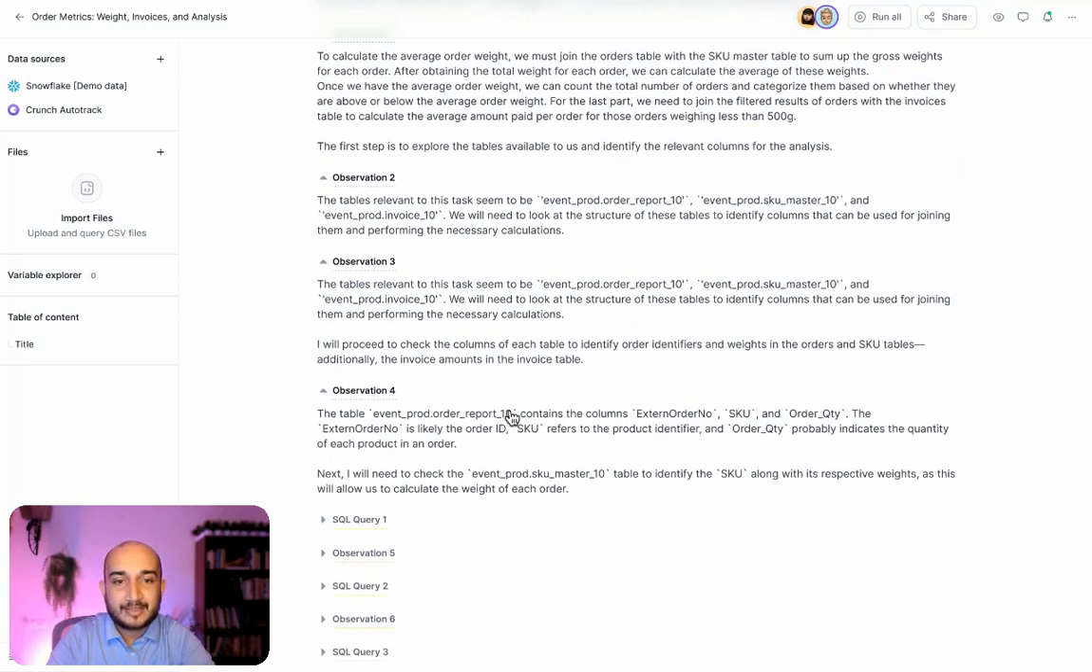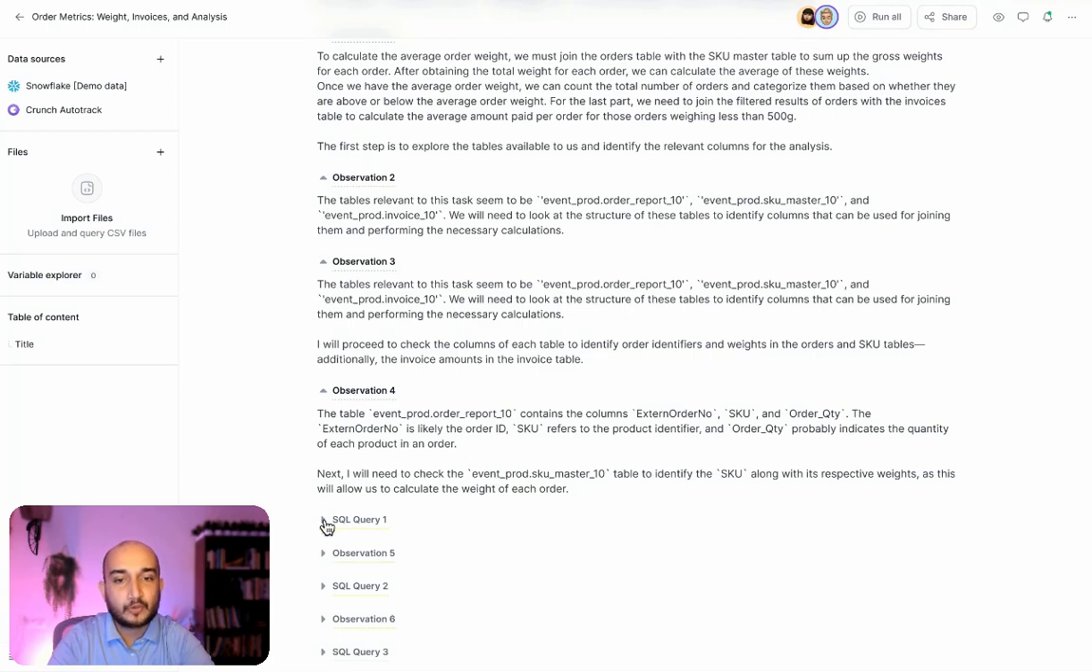Then it's going and saying that this contains the column extern order number, SKU, and order quantity. Well, it's doing this to indicate the quantity of each product, of course. So next, I'll need to check the even product SKU master to identify the SKU along with its respective weights, right?